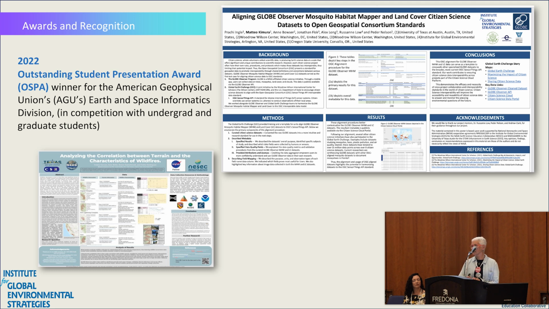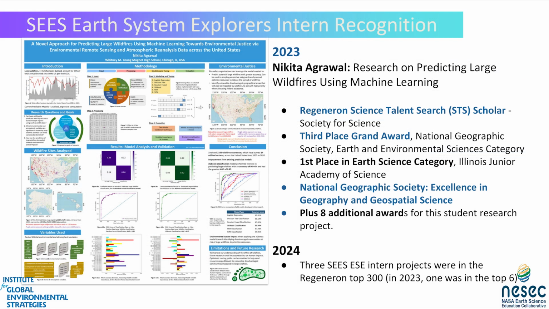And 2 years ago, this is just a kind of a teaser, a student did a team paper on wildfires and created a model. After our project ended, she was still interested in it and came up with her own individual research paper that has earned 12 national awards in lots of areas. 3rd place in the National Geographic. She was a Regeneron Talent Search finalist. And this year we found out that 3 of our past interns have finished in the top 6, and they're off to pursue their science future.